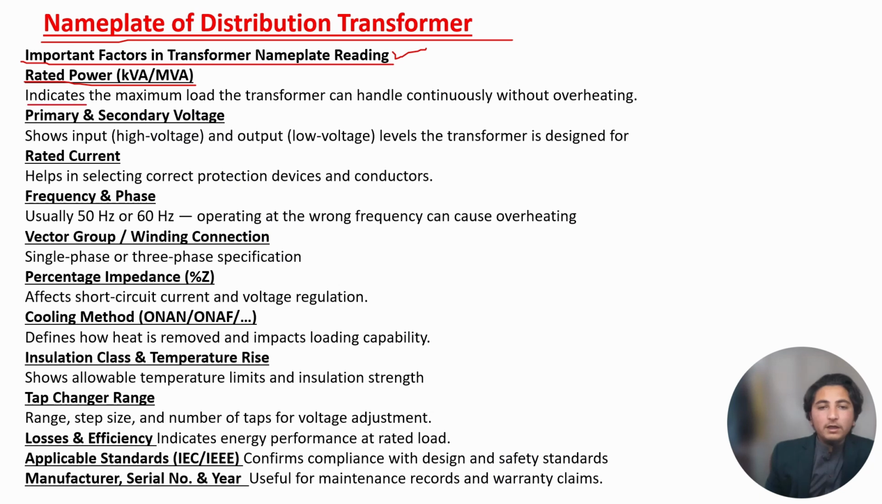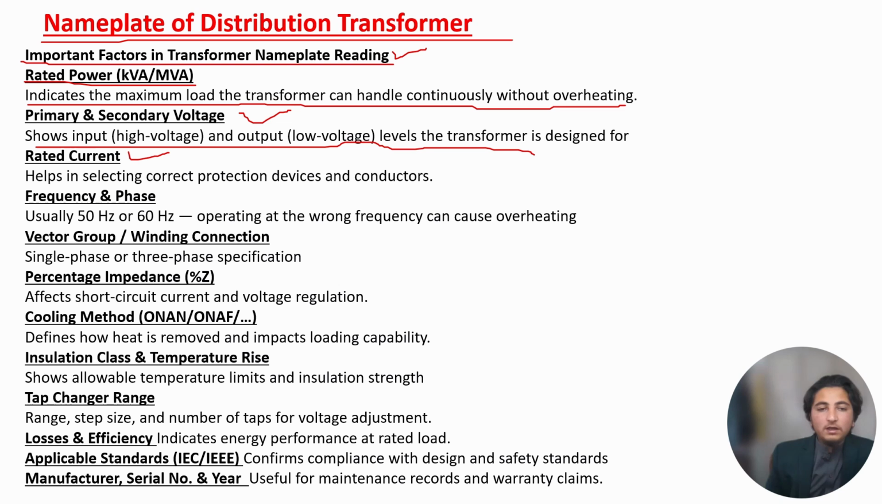Rated power indicates the maximum load that the transformer can handle continuously without overheating. And the next one is primary and secondary voltage. Primary and secondary voltage show us the input, which is the high voltage level, and the output, which is the low voltage level, for which the transformer is being designed.